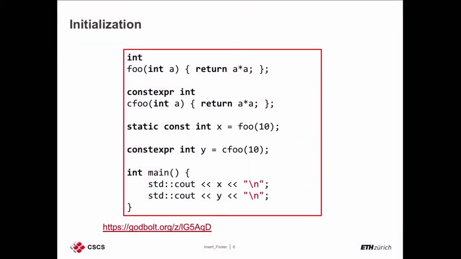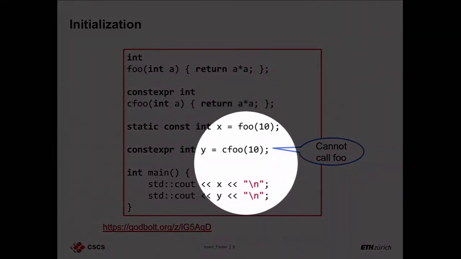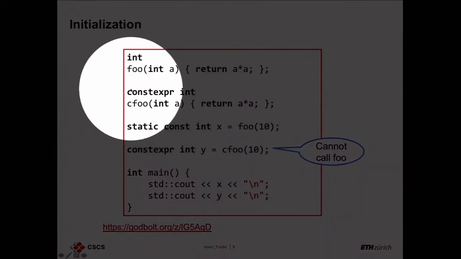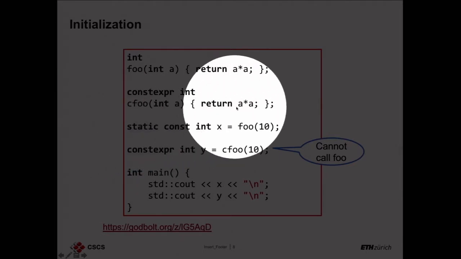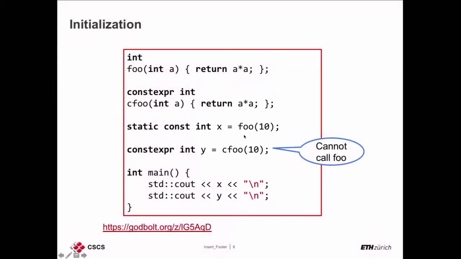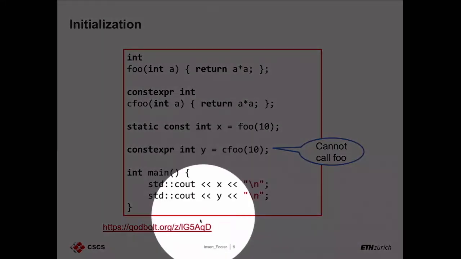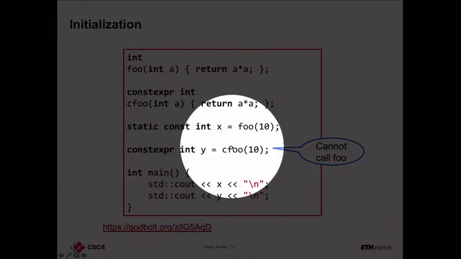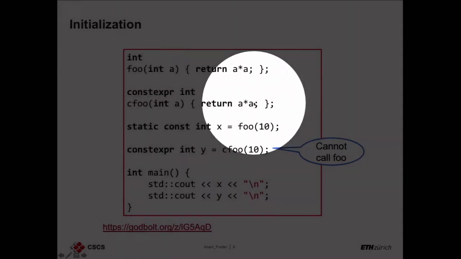But I cannot call foo of 10 with the constexpr, because foo of 10 is just a runtime function. So this thing happens by having foo be called basically before main starts. You call foo, you initialize x. So then when you enter main, x is available, you can print it. But the constexpr int is available only as a constant expression, so you can only initialize with constexpr.